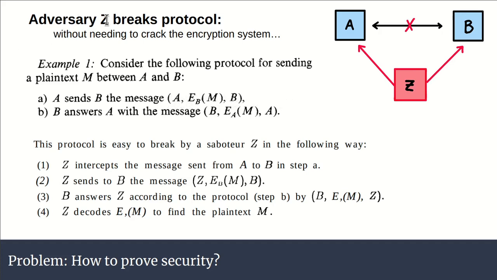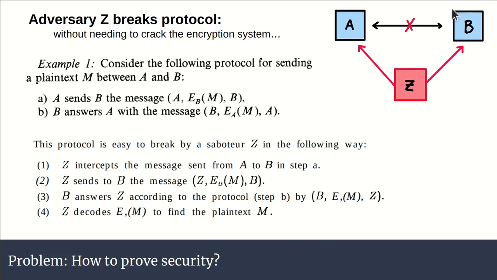The adversary is able to break this protocol without even needing to crack the encryption system. The adversary will do this by intercepting the message from A to B and replacing the sender information with their own information. In this way, the adversary is posing as the sender, A. Next, the adversary will relay this message to the receiver.